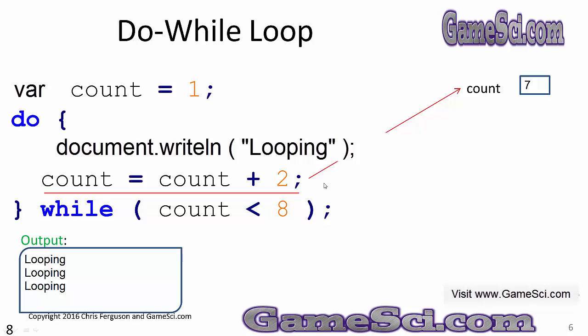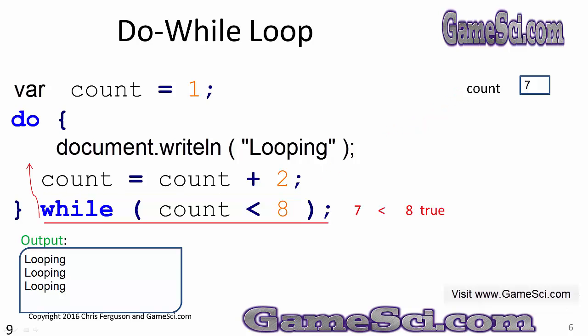We'll execute count equals count plus 2. Count has now gone to the value 7. Dropping down to the while statement, count less than 8 is evaluated as 7 less than 8. That is very much a true statement still. 7 is smaller than 8. As a true statement, it's time to go up and repeat this code again. Every time that statement is true, we're going to go back up and repeat the code again.